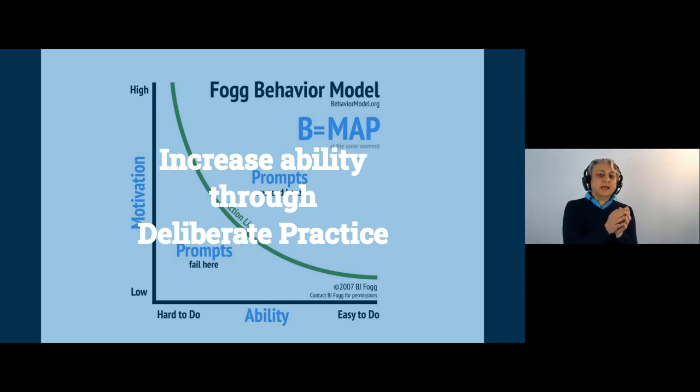Another thing that you can do is to increase your ability. How can you increase your ability? Using deliberate practice. There's a book that I'm currently reading called Peak, written by Dr. Anders Ericsson, who is an expert in how expertise works. And it's absolutely fascinating. I don't have time to go through this, but it is incredibly interesting. And one of the keys is deliberate practice. And deliberate practice means very focused practice with feedback.